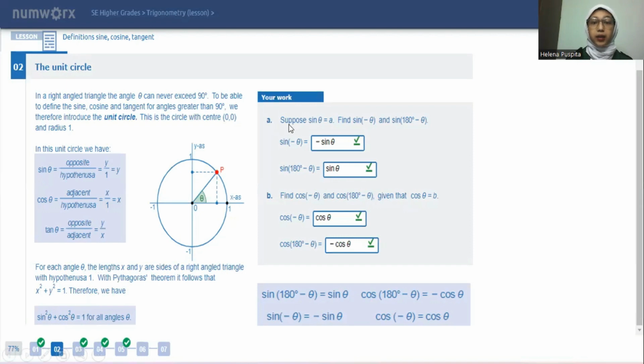Equation A. Suppose sine theta equals A. Find sine minus theta and sine 180 degrees minus theta. According to the formula, this equation can be answered based on existing formulas. So the solution of the equation is sine minus theta equals minus sine theta. Sine 180 degrees minus theta equals sine theta.